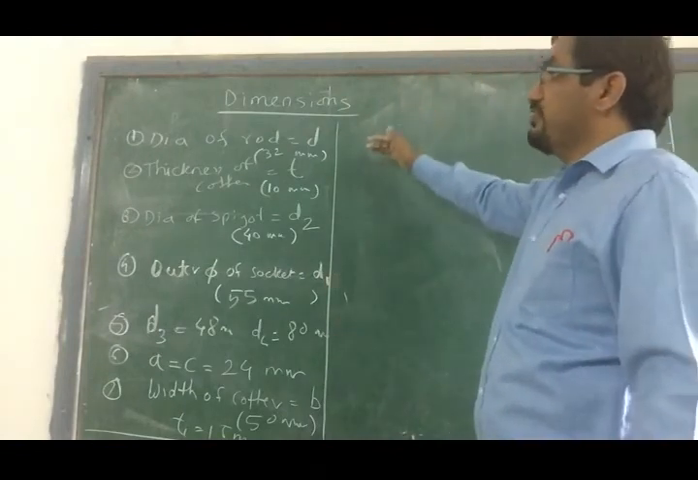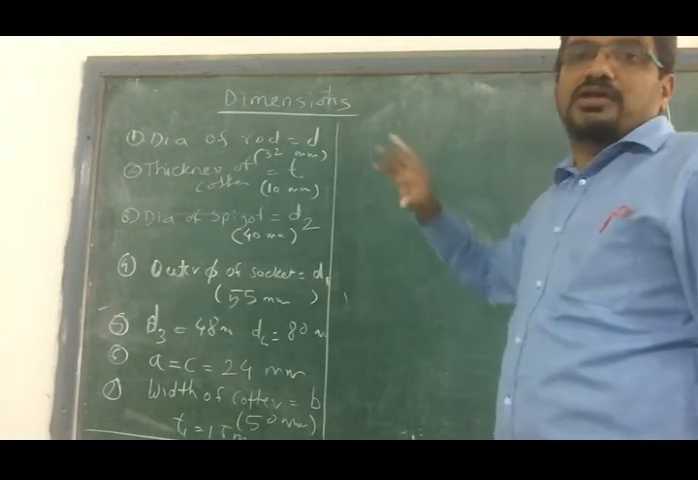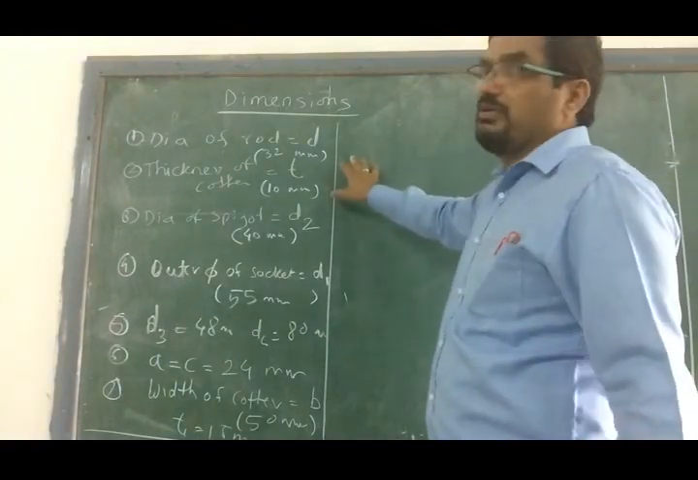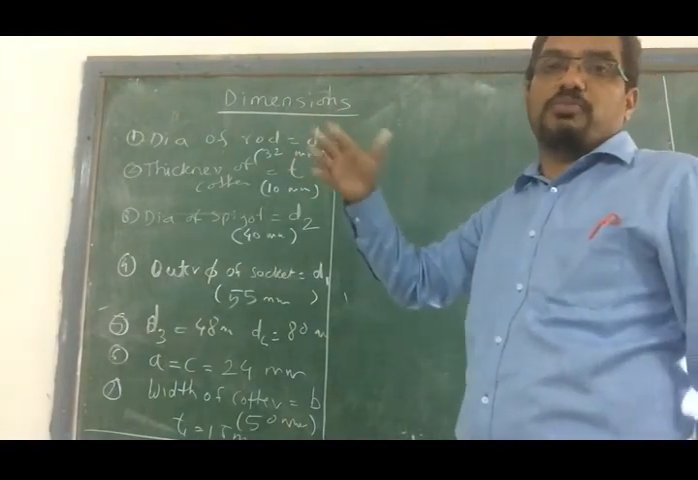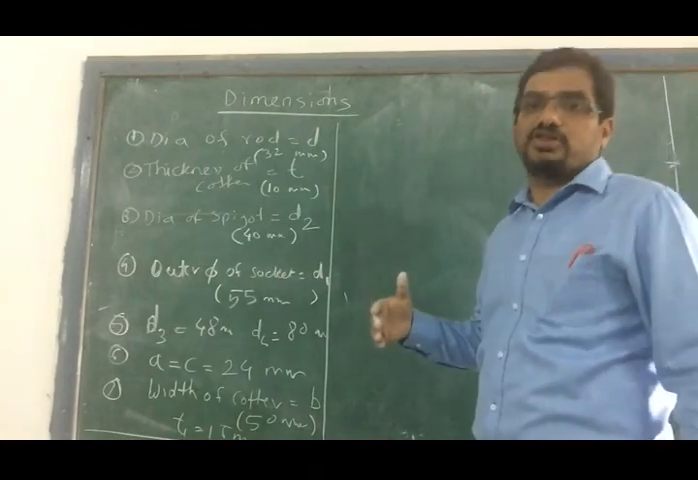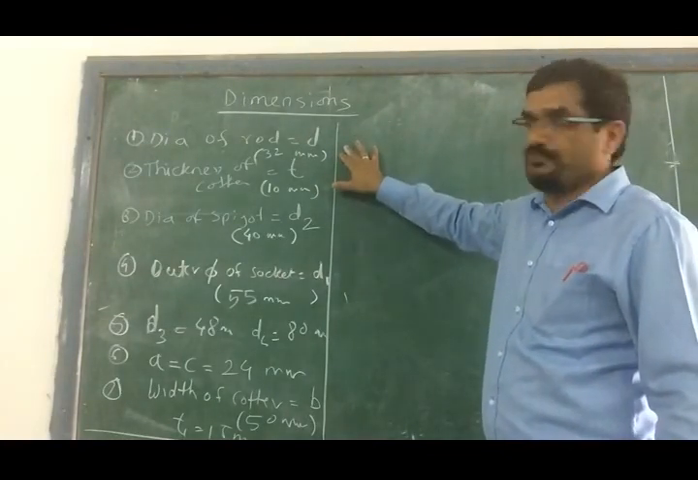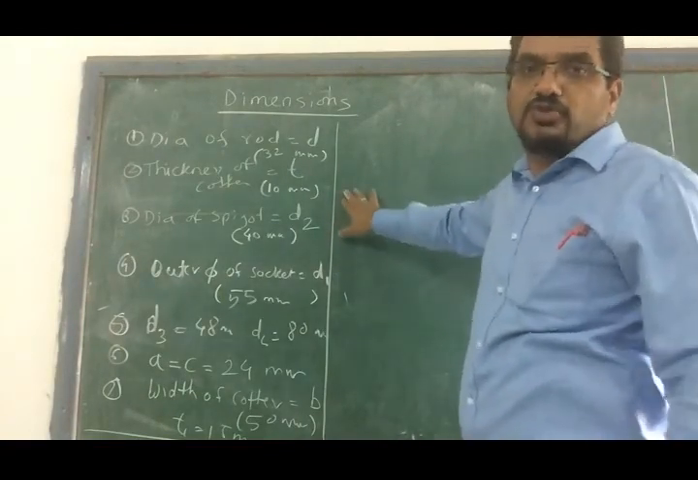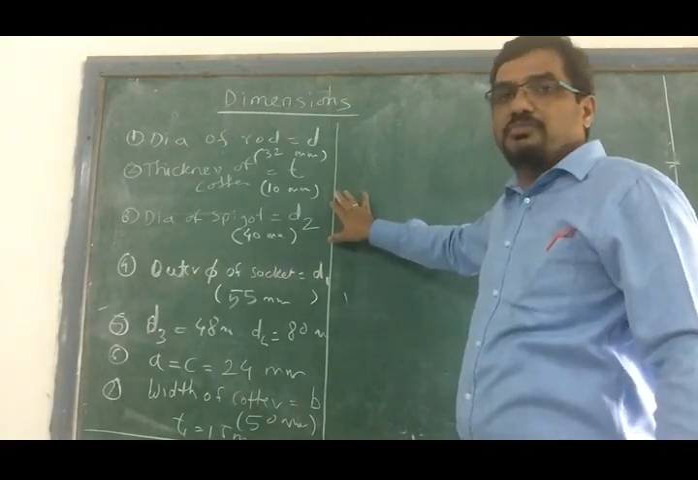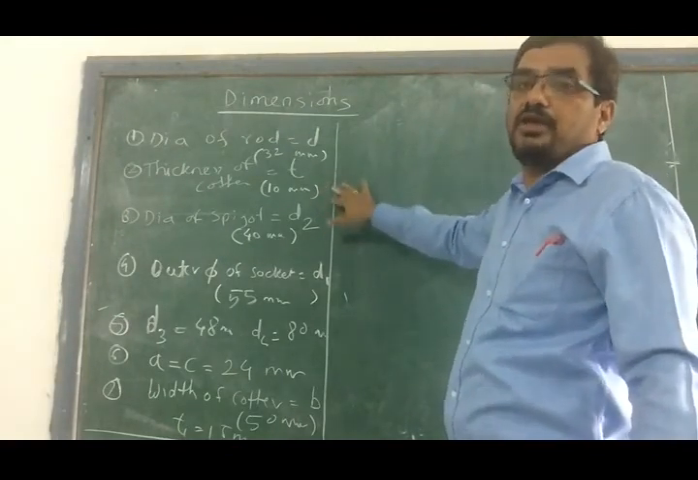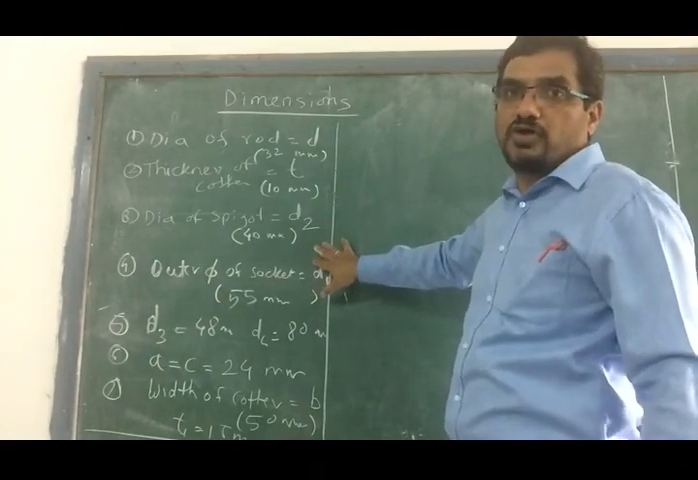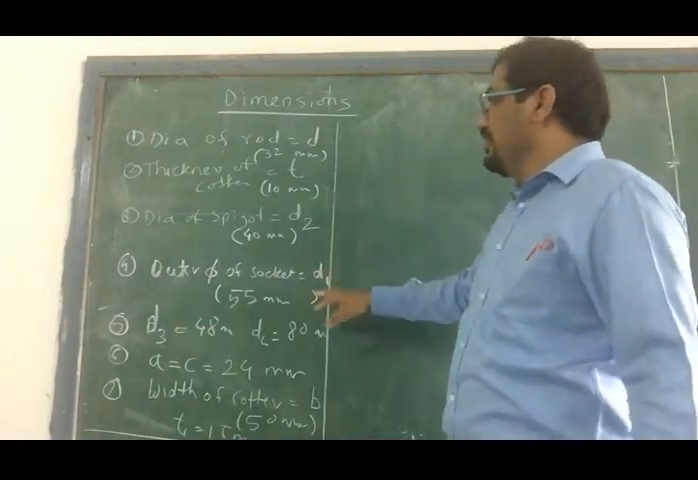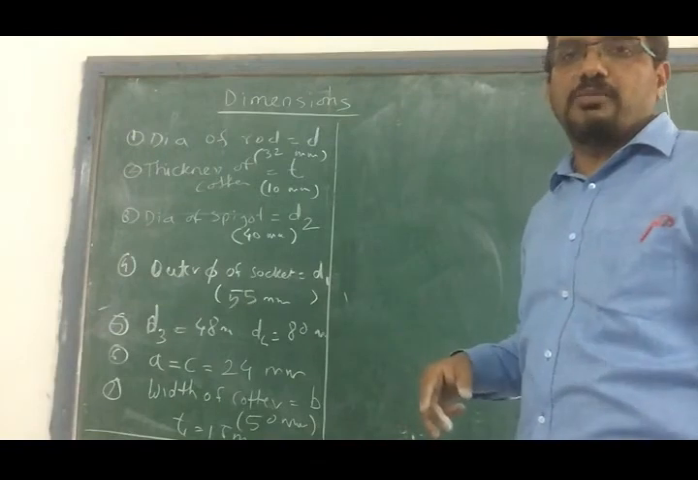So what were the steps we took? First we found the diameter of the rod with the normal stress equation, tensile or compressive stress, direct stress. P is equal to sigma times A, where A is pi by 4 D square. With that we found the diameter of the rod. Then we found the thickness of the cotter, T, using an empirical relation. Then we used T and D for the calculations. The diameter of the spigot we found is basically the internal diameter of the socket, D2. Then we found D1, the outer diameter of the socket.